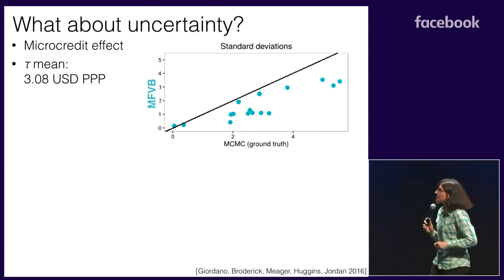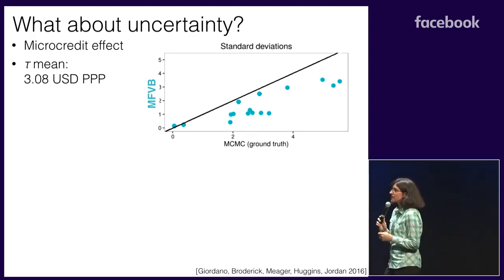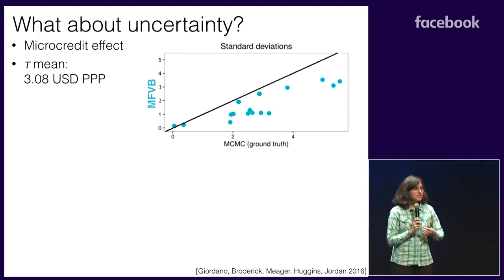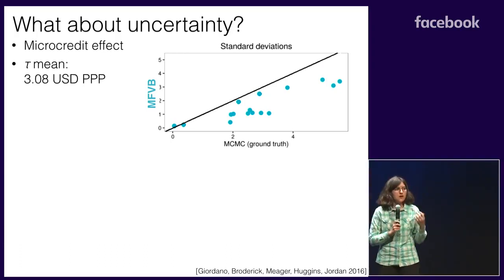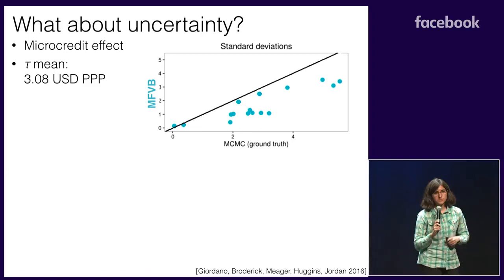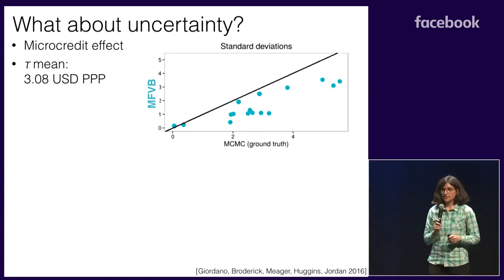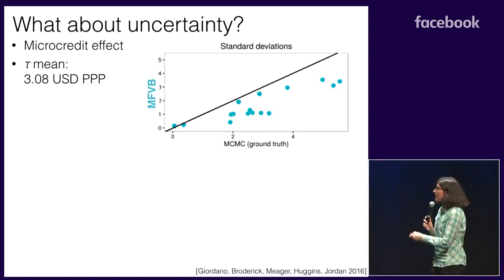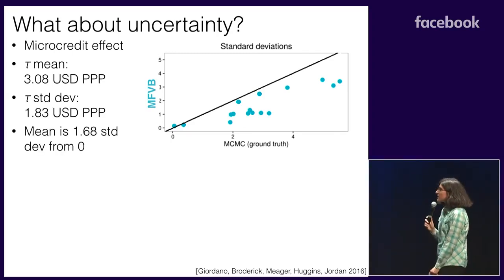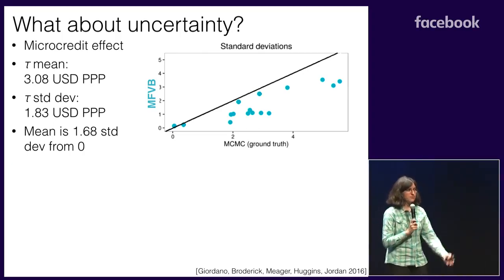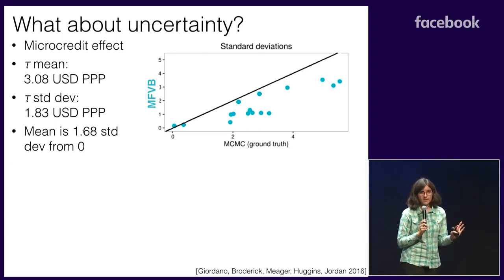What if we found that the microcredit effect, how much microcredit is increasing business profits, was about $3 US purchasing power parity every 2 weeks? And we decided, maybe we're some multinational corporation, that we're going to invest in microcredit if the effect is sufficiently high and the mean is more than 2 standard deviations from 0. So we feel like this is a real effect that's really helping people. We would find that the posterior standard deviation is the following, and in fact, the mean is 1.68 standard deviations from 0. So we would say, this didn't meet our threshold. We're not going to go ahead and invest.